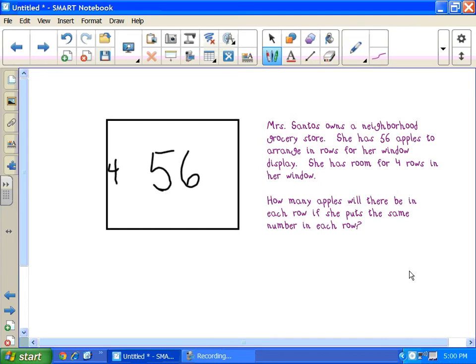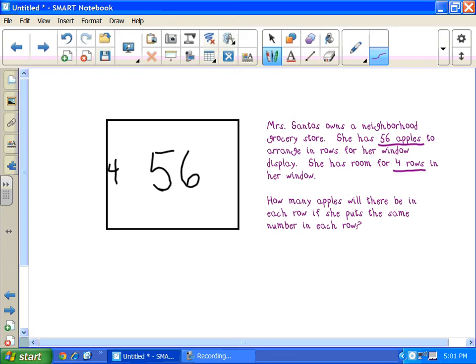I'm going to teach you a new game called Missing Factors. It's another game that's going to use your array cards. The back sides of the array cards are very much like the problem we did about Mrs. Santos's window display, when she had 56 apples to put in 4 rows.